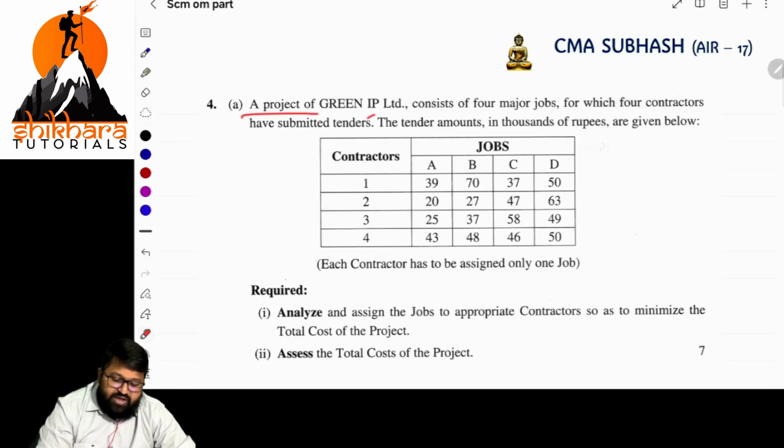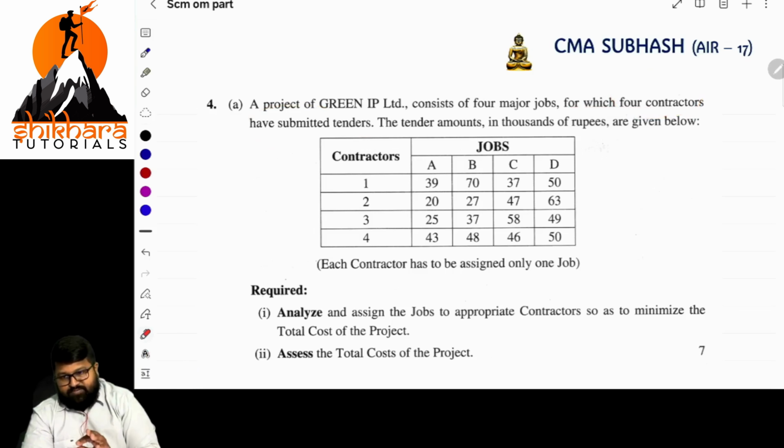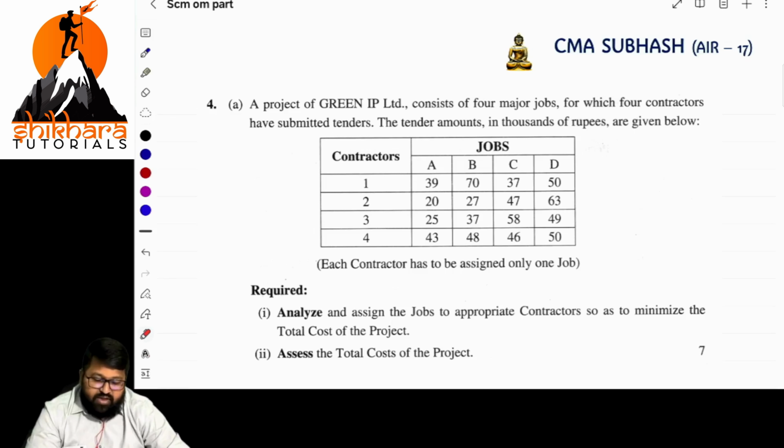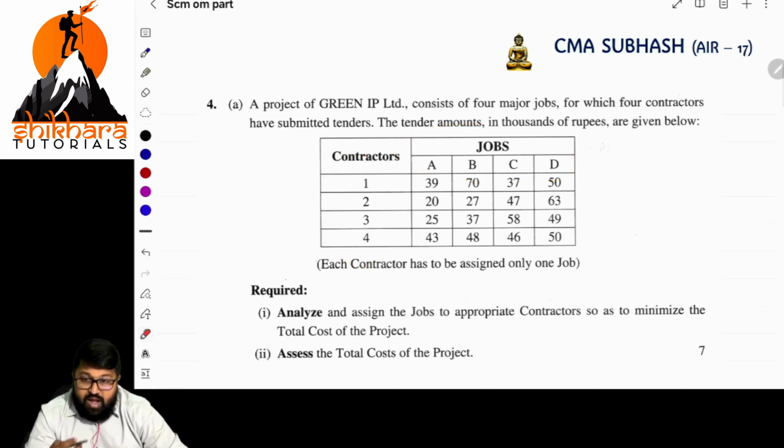A project of Green IP Limited consists of 4 major jobs, for which 4 contractors have submitted tenders. Jobs are there and contractors are there. So basically, sir, how to solve and all? I mentioned steps. Now the thing is, why is it a requirement, sir? There are 4 contractors and 4 jobs. Okay, from the company's point of view, whom are you giving the job to, so that your job should be done at a minimum cost or optimized cost. That is the most important thing.